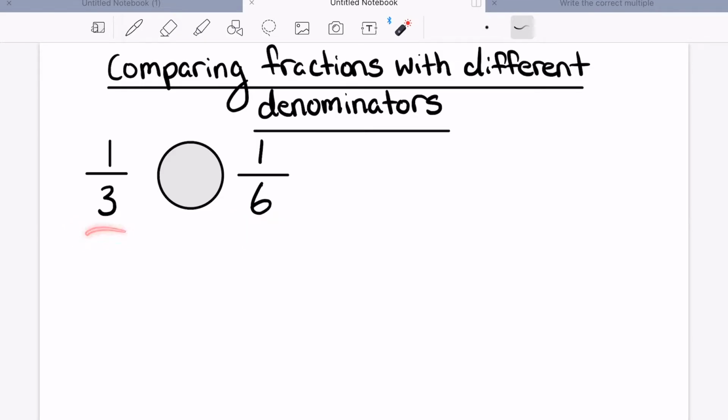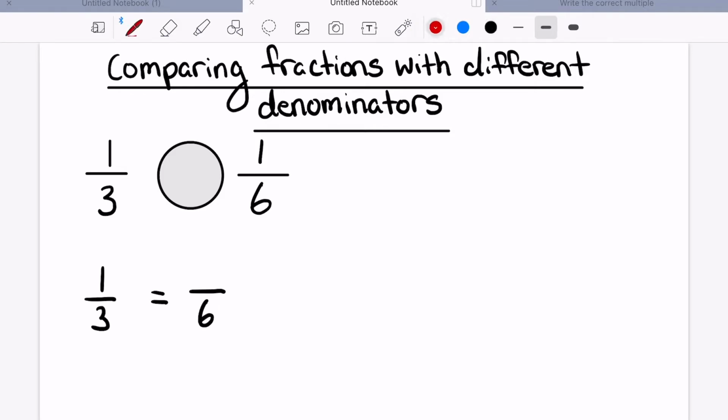They have different denominators. So what we have to do is turn this 3 into a 6. So we're going to turn this 1/3 into the same denominator. We already know how to convert fractions, remember? So we want to turn 1/3 into an equal fraction, right? So this would be something over 6.